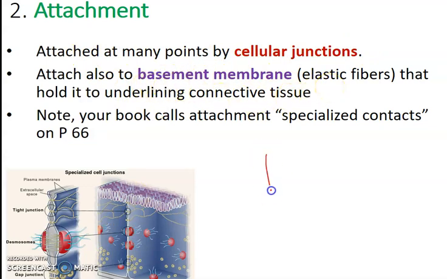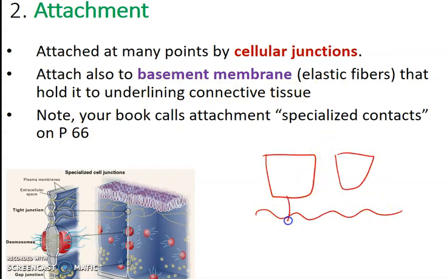And to the basement membrane. Remember our basement membrane? I drew our two cells. Then there's this membrane below that they're attached to. Think of a sunburn. When you get a sunburn, whole parts of your skin will peel off at a time. This junction actually has to be broken for the skin underneath to heal. Now, your book calls them specialized contacts, but they're attached to either each other or the basement.